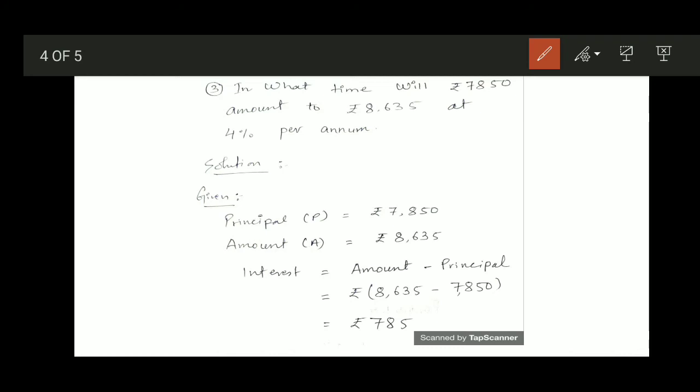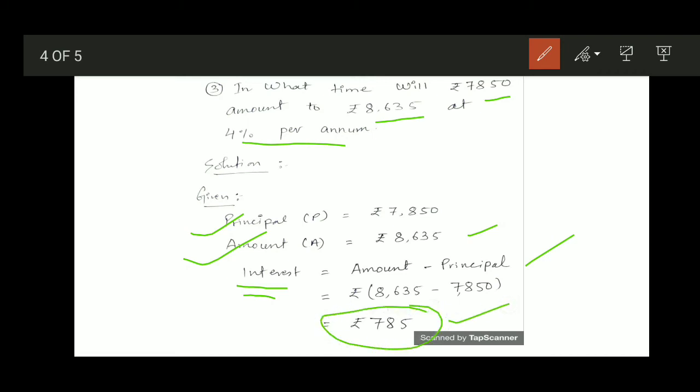So let us see question number 3. What time will rupees 7,850 amount to rupees 8,635 at 4% per annum? So you need to find the time. In this question we will require to find time. What is given? Principal is given 7,850, and amount is given 8,635. The first step will be to find interest. I have given the formula before: interest equals amount minus principal. By deducting you will get interest, that will be 785.